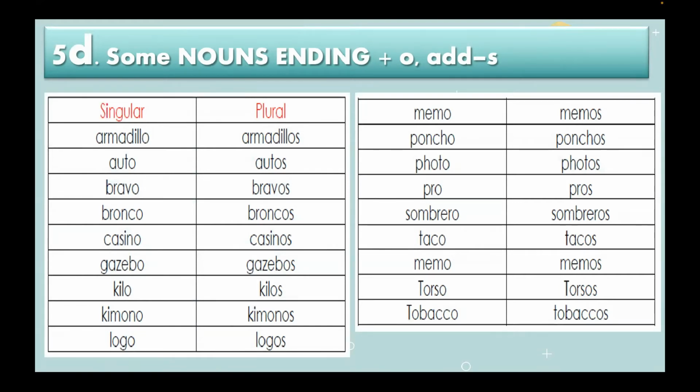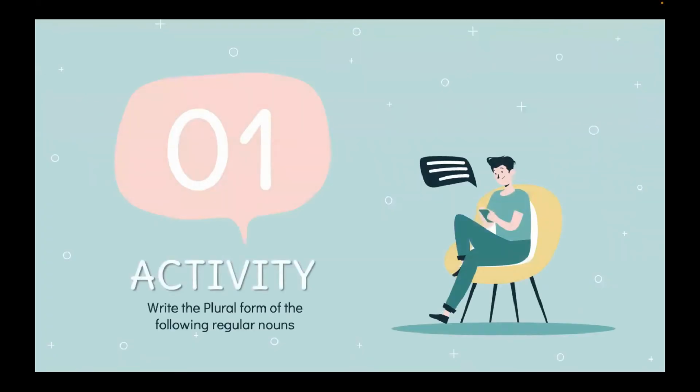Now that we are done studying all the 5 rules, the basic rules about changing singular nouns to plural nouns, let us now identify and write the plural form of the following nouns. The first word is the word blemish. What is the plural form of blemish?